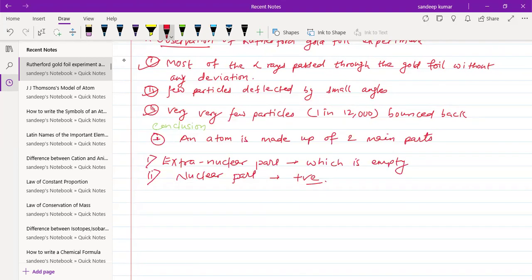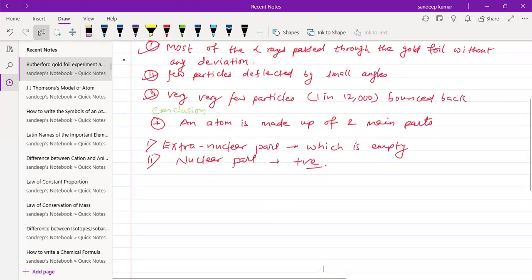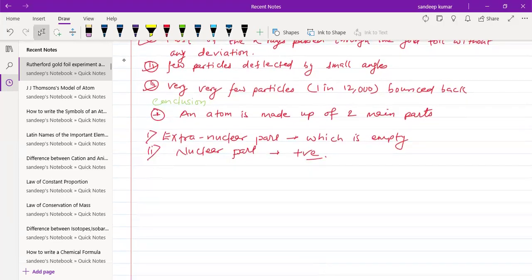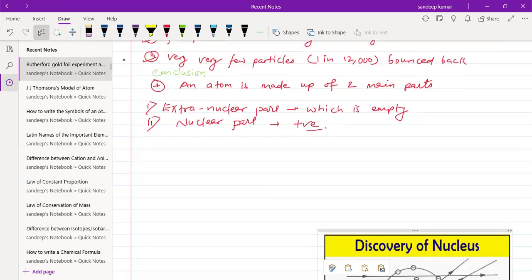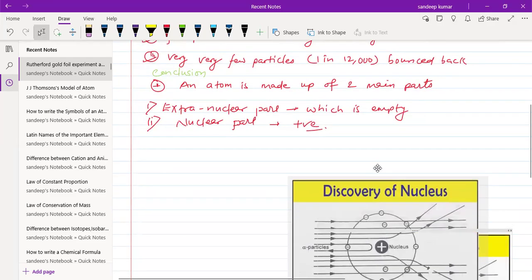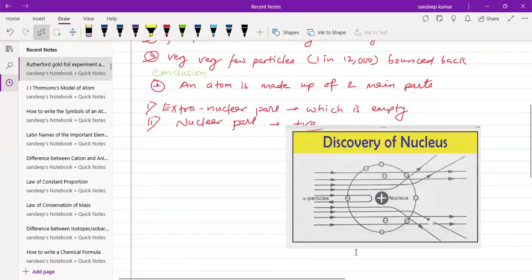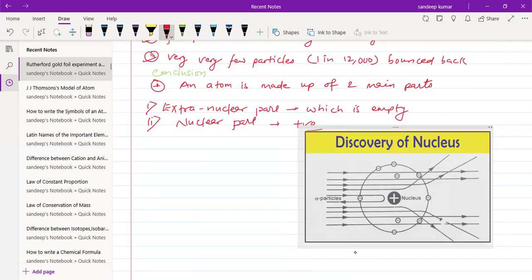After this, I can show you one diagram also. This is the discovery of nucleus diagram. You can draw it like this. Alpha particles are passed. Most of the alpha rays pass without any deflection, a few are deflected by small angles, and very few bounce back like this. This is the nucleus. In this way the nucleus was discovered.